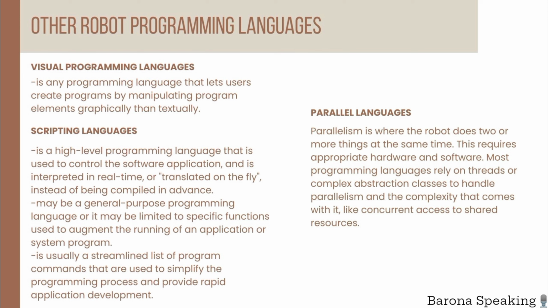Parallelism is where the robot does two or more things at the same time. This requires appropriate hardware and software. Most programming languages rely on threads or complex abstraction classes to handle parallelism and the complexity that comes with it, like concurrent access to shared resources.